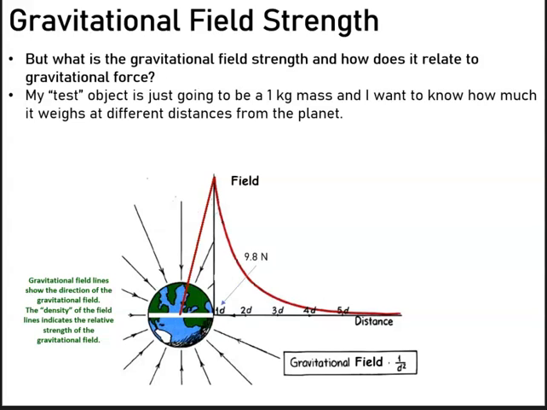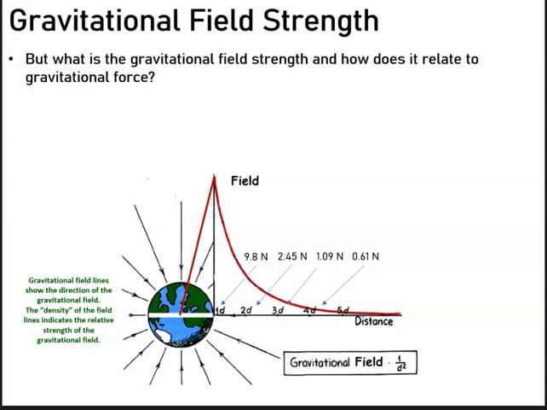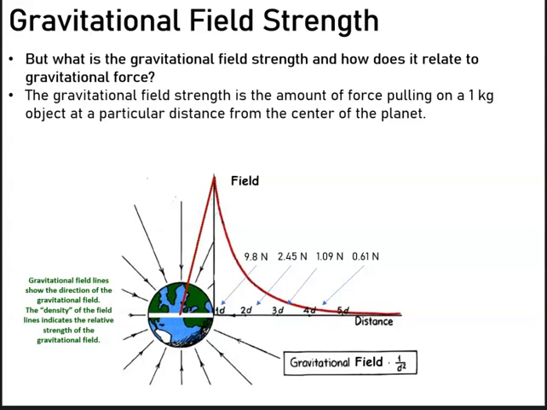At the surface of the planet, that's 1 radii, it's going to weigh 9.8 newtons. At 2 times the distance, it's going to be 2.45 newtons. At 3 times, it's going to be 1.09. At 4 times the distance, it's going to be 0.61 newtons. So this is just telling me how much my same 1 kilogram object weighs at different distances from the surface of the planet. So the gravitational field strength is the amount of force pulling on a 1 kilogram object at a particular distance from the center of the planet.